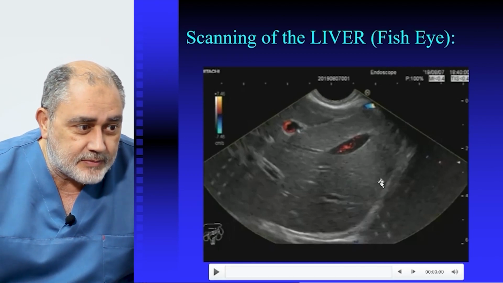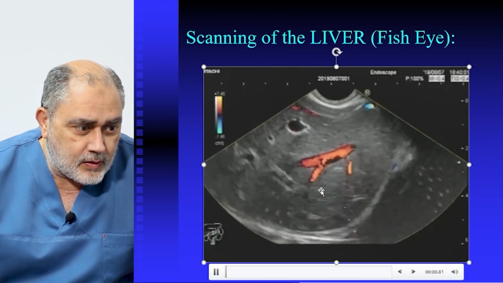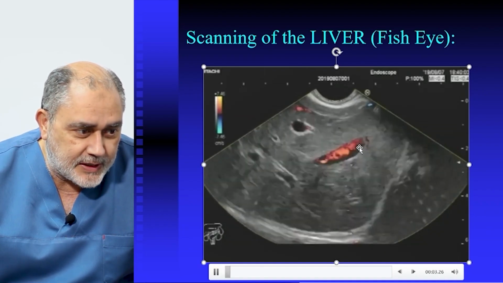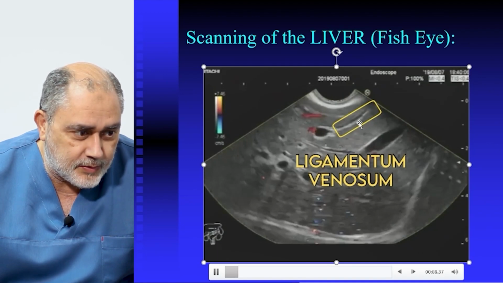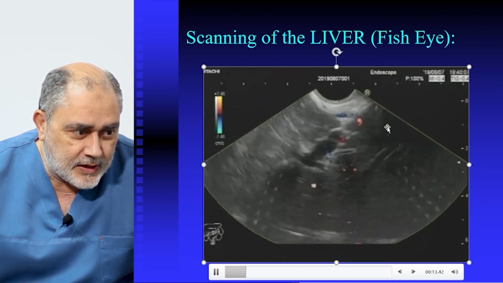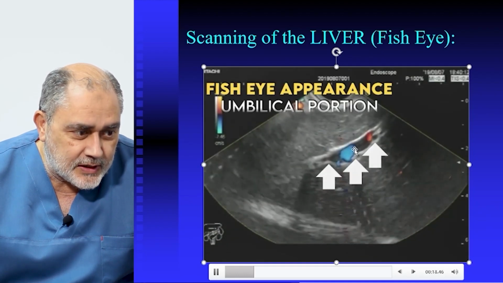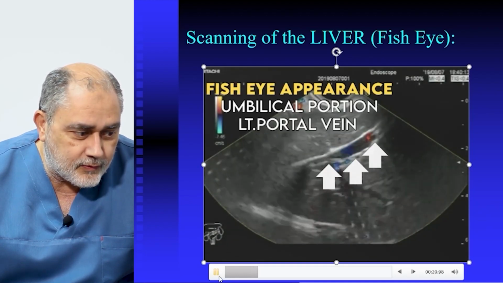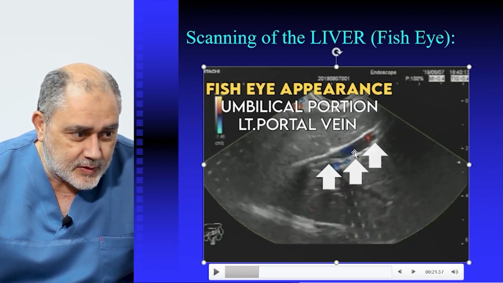Then let us continue examination of the liver from the stomach. This is the middle hepatic vein. We locate the ligamentum venosum, which I told you before. This is the ligamentum venosum communicating the IVC with the left portal vein. And then we push the echo endoscope forward some centimeters to locate the umbilical portion of the left portal vein. This is the fish eye appearance, the classic fish eye appearance, which is the umbilical portion of the left portal vein.